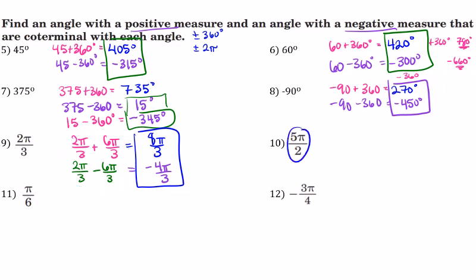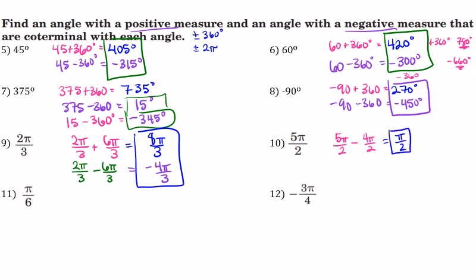All right, so now let's take a look at number 10. So I have 5 pi over 2. So I'm going to do 5 pi over 2 plus 2 pi. And actually 5 pi over 2, this is more than 2 pi, right? So instead of adding 2 pi, I'm just going to subtract 2 pi. So 2 pi would be 4 pi over 2, right? Okay, so I just double the denominator. And that's how I get the 4. And 5 minus 4 is 1. So I get 1 pi over 2. So that's one coterminal angle.